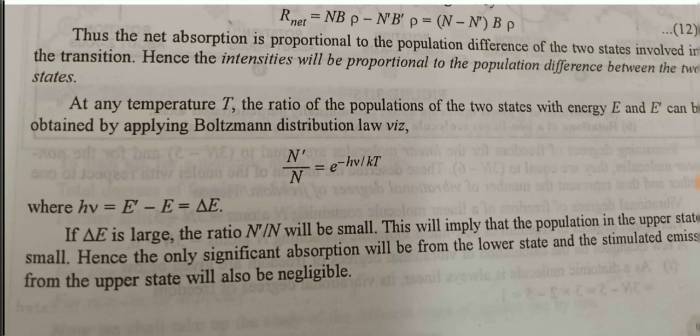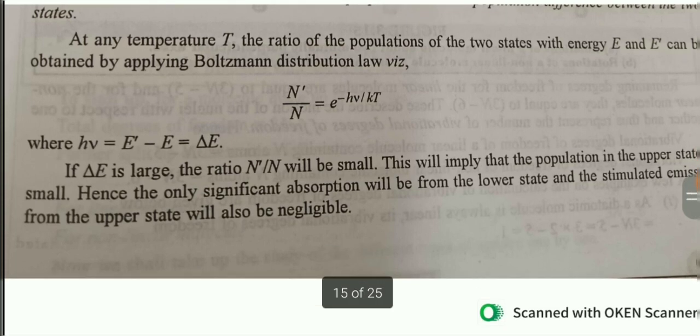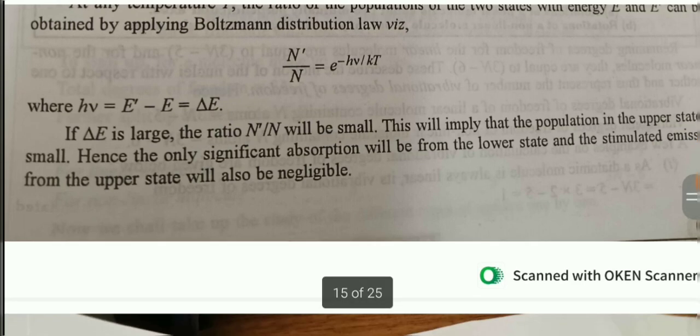At any temperature T, the ratio of the populations of the two states with energy E and E dash can be obtained by applying Boltzmann distribution law. N dash upon N is equal to e raised to power minus hv upon kT, where hv is equal to E dash minus E, which is equal to del E. If del E is large, the ratio N dash by N will be small. This will imply that the population in the upper state is small. Hence, the only significant absorption will be from the lower state and the stimulated emission from the upper state will also be negligible.